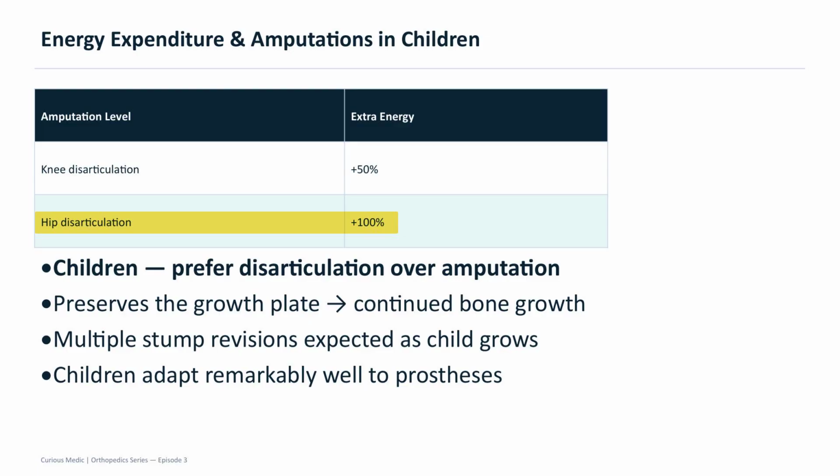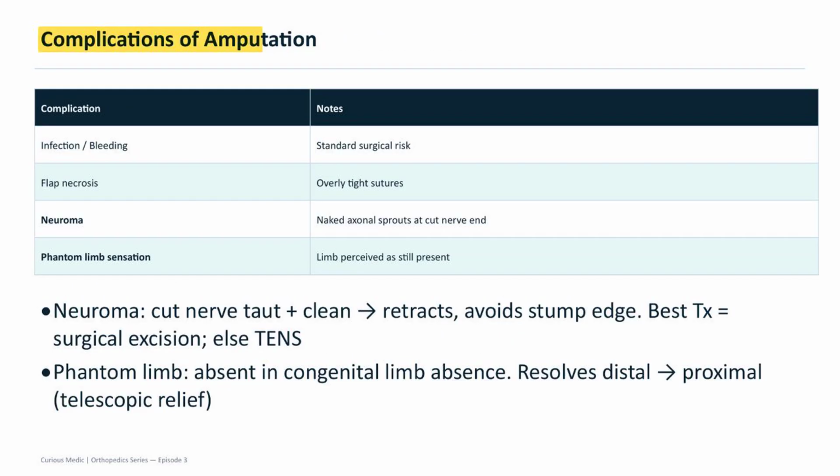This is why we fight for every centimeter of length. Preserving limb length serves two purposes: energy conservation and better prosthetic fitting. Like any surgery, amputation has its complications. The standard ones, infection, bleeding, and flap necrosis, are always possible.